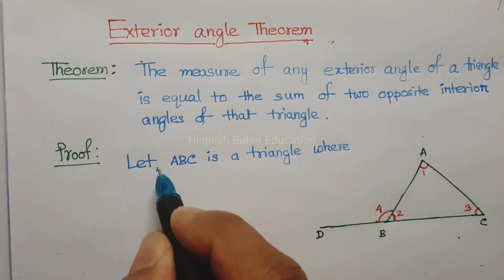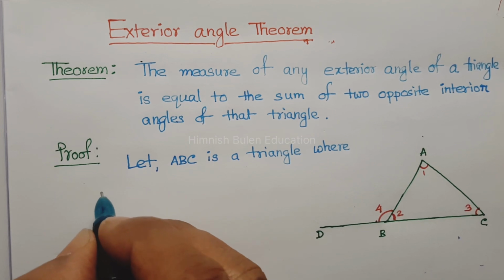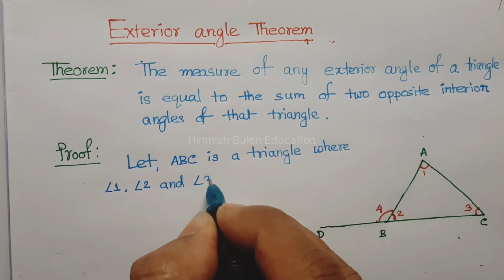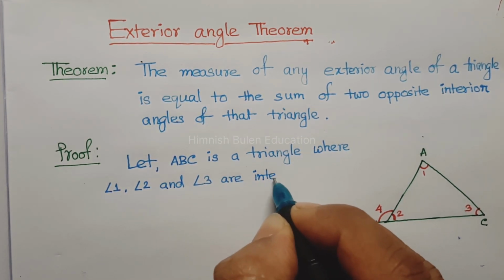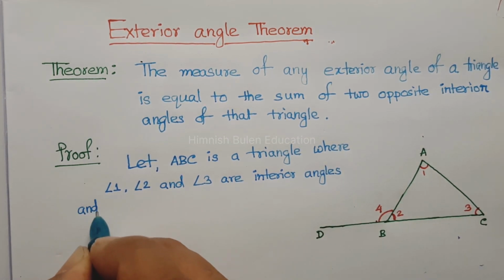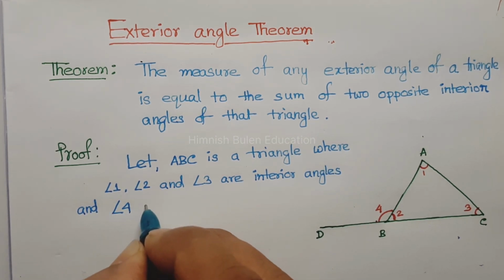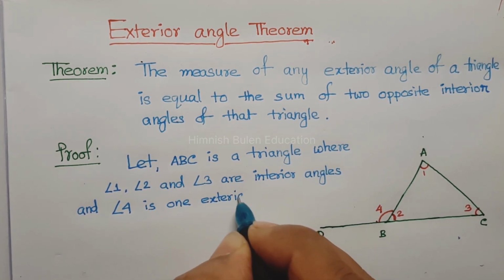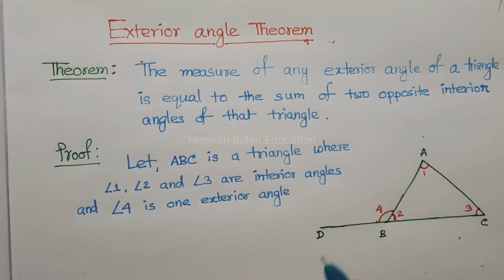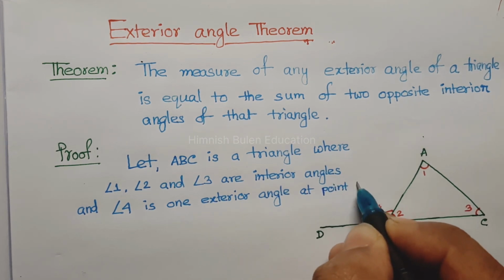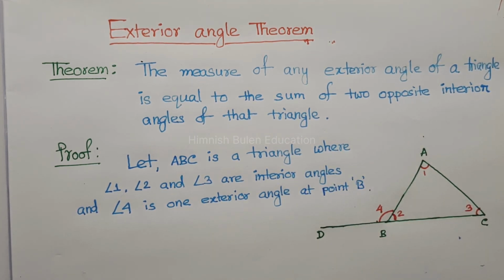So here we have written ABC is a triangle where angle 1, angle 2 and angle 3 are interior angles, and angle 4 is one exterior angle at point B. So angle 4 is an exterior angle.